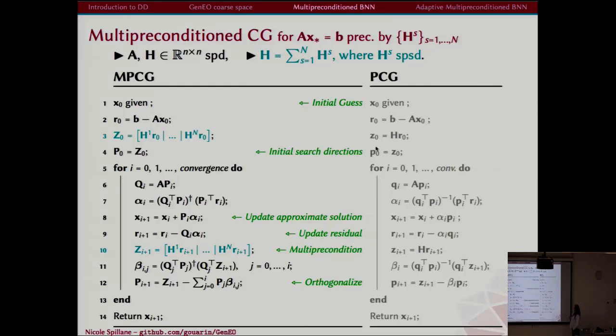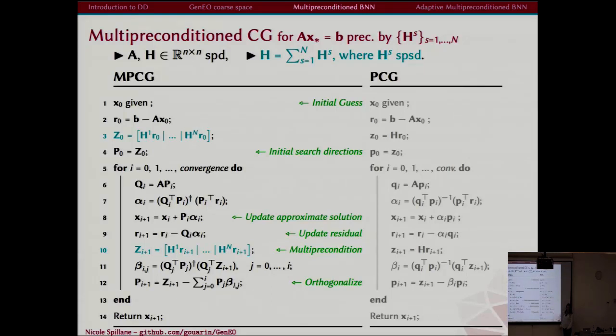Then once you enter the loop, the first thing that you do in the loop is to update the approximate solution. So x_{i+1} is equal to x_i plus an element which is in the span of P_i. And of course, what we do here is just to compute the coefficient alpha_i that minimizes the error. Okay, so here alpha_i is a scalar, and here alpha_i is a capital N size vector. Then when you update the approximate solution, you also update the residual, and then you're ready to prepare for the next step by either preconditioning or multi-preconditioning, and then orthogonalizing against previous search directions.